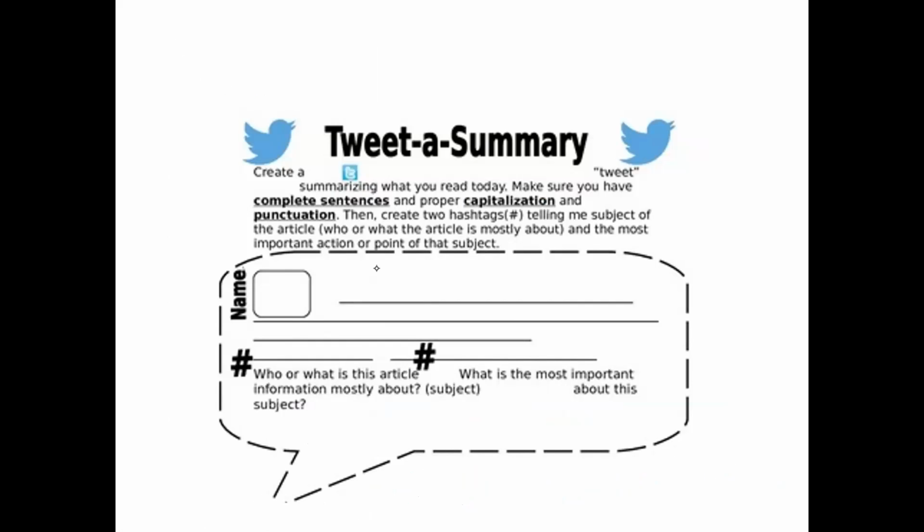So it says, tweet a summary summarizing what you read today. Make sure you have complete sentences and proper capitalization and punctuation. So you're going to create 2 hashtags telling the subject of the article, or the skill set that we completed, and the most important action and point of what we learned today. So that is your exit ticket.